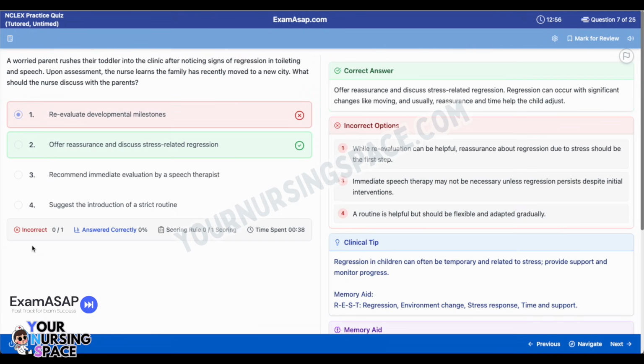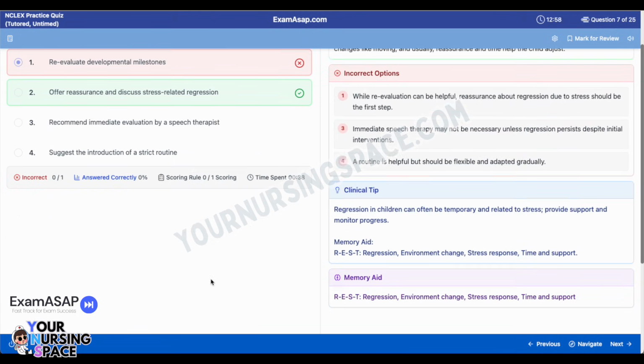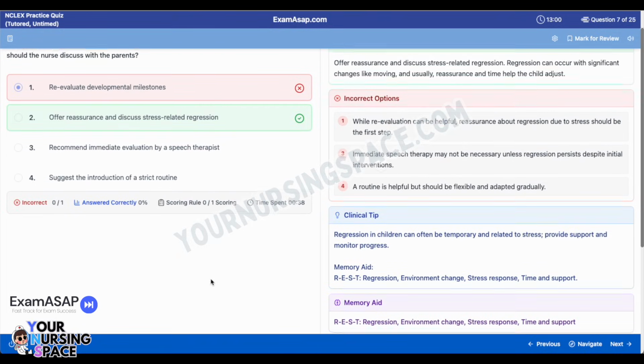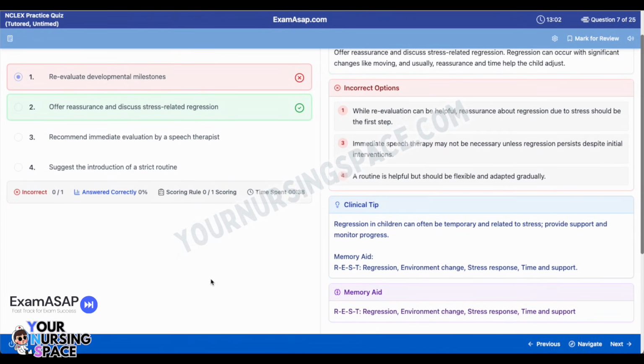The correct answer is B. Rationale. Correct answer, B. Offer reassurance and discuss stress-related regression. Regression can occur with significant changes like moving, and usually, reassurance and time help the child adjust.